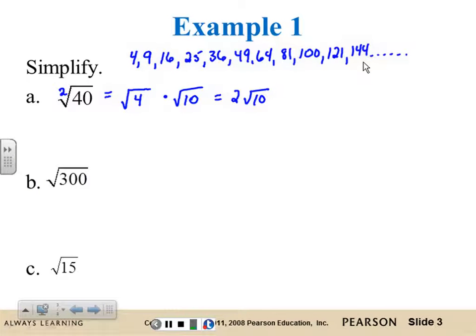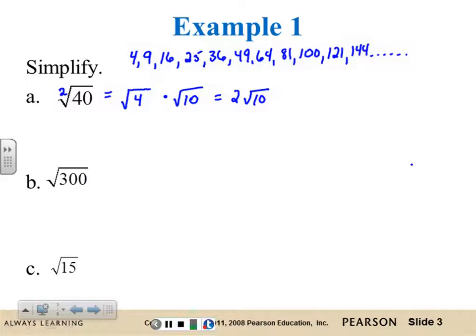Because what we're going to do is break these radicands into the biggest perfect square factor times its other factor. Then we're going to take the square root of the perfect square and bring that out of the radical, and leave whatever's left over under the radical. So let's look at this one.